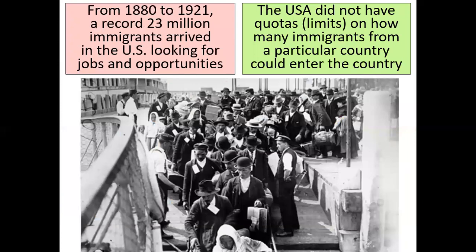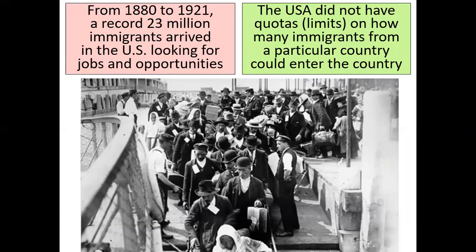So from 1880 to 1921, we have a record 23 million immigrants coming to the United States. Now realize these immigrants are not looking just for jobs, because there are jobs available in Europe. What they're looking for is that opportunity, that American dream. Andrew Carnegie, an Irish immigrant, became the richest man in the world during his lifetime because of the opportunity he had in America.